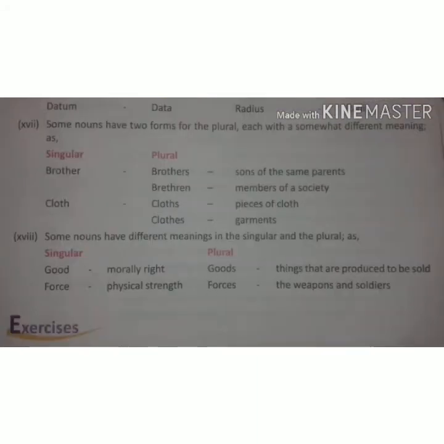Some nouns have two forms for the plural, each with somewhat different meaning. For example, brother, it's a singular. It has two plural forms, brothers, which means sons of the same parents, brethren, which means members of a society. Similarly, cloth. It's a singular form. It has two plural forms, cloths, which means pieces of cloth, and clothes, which means garments.